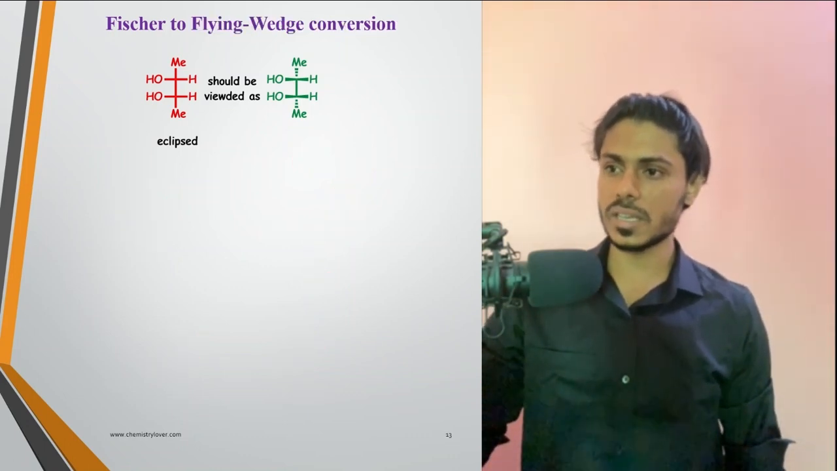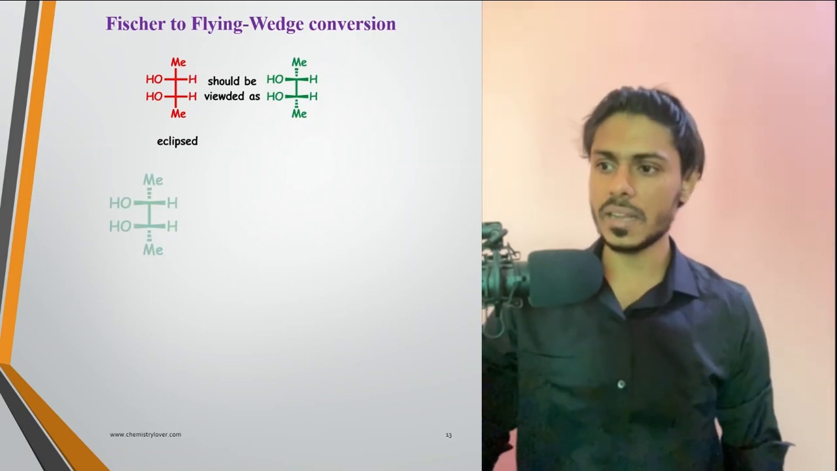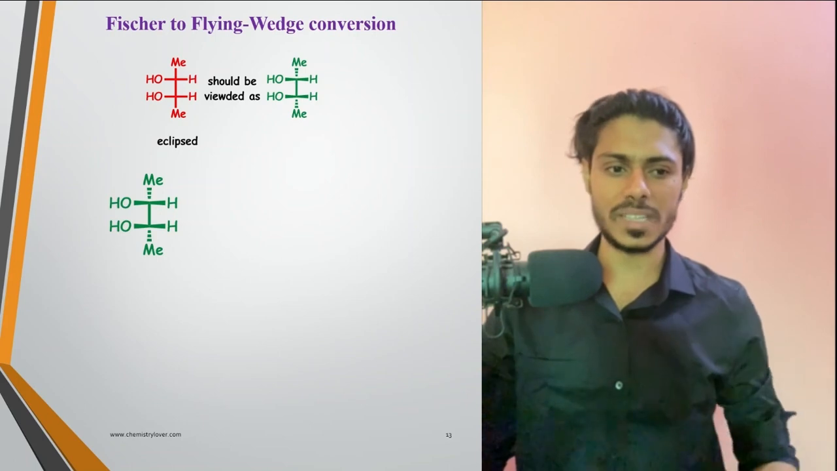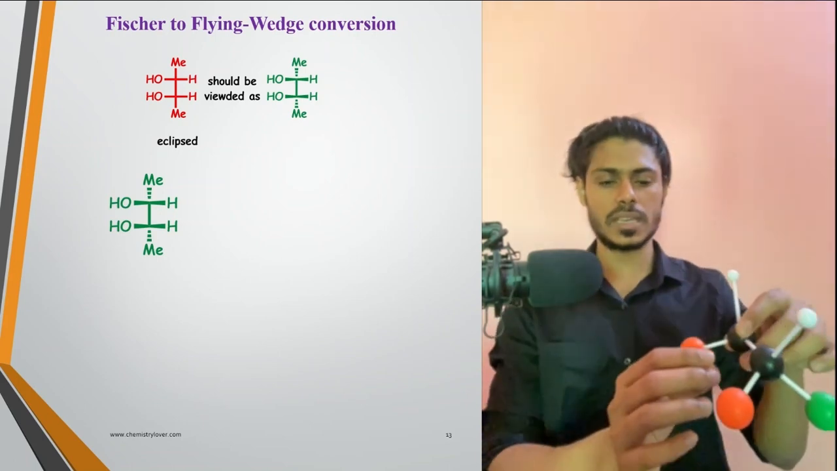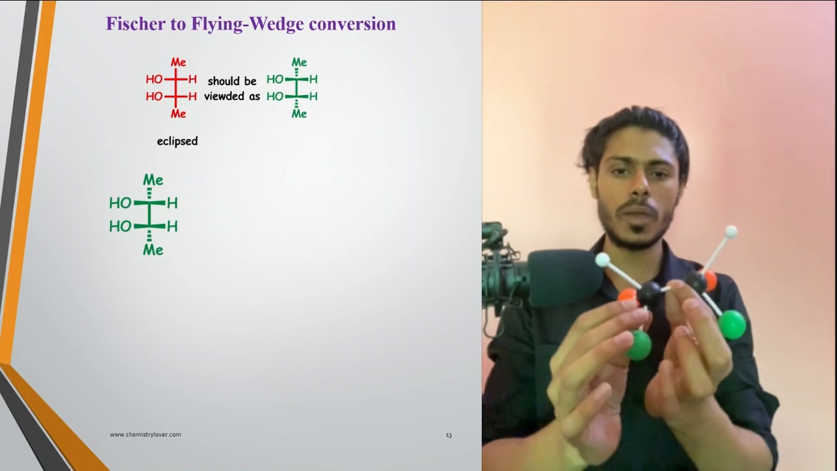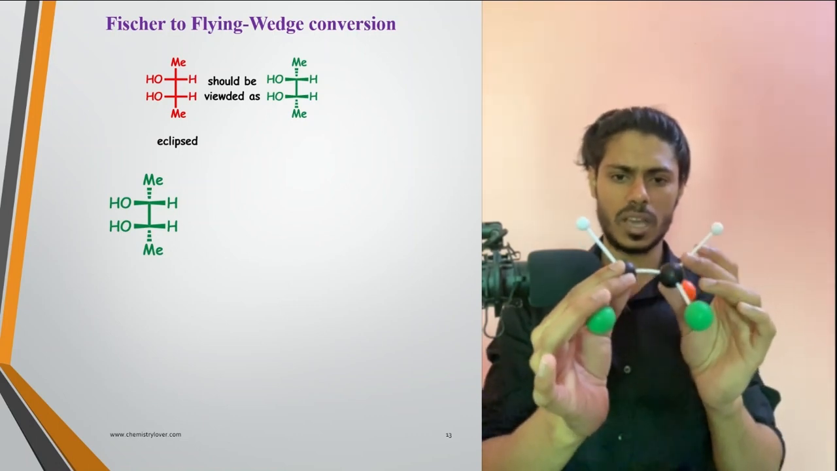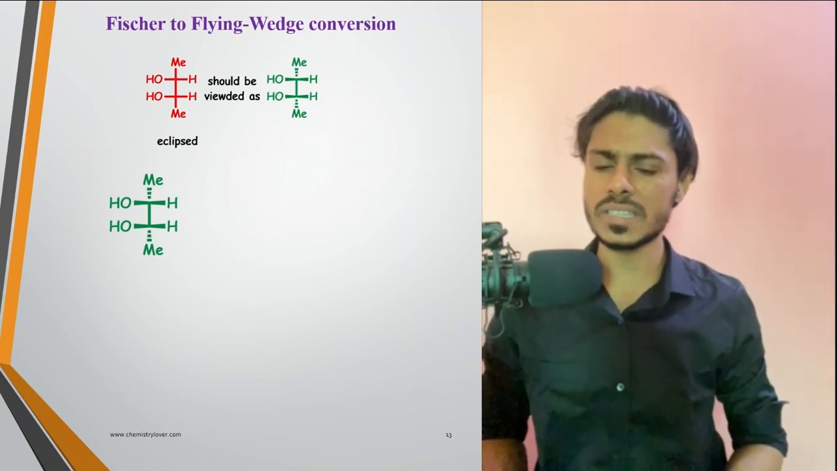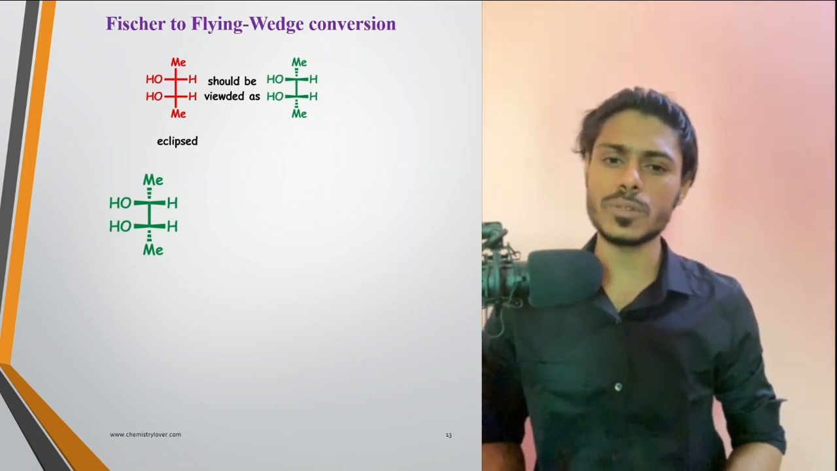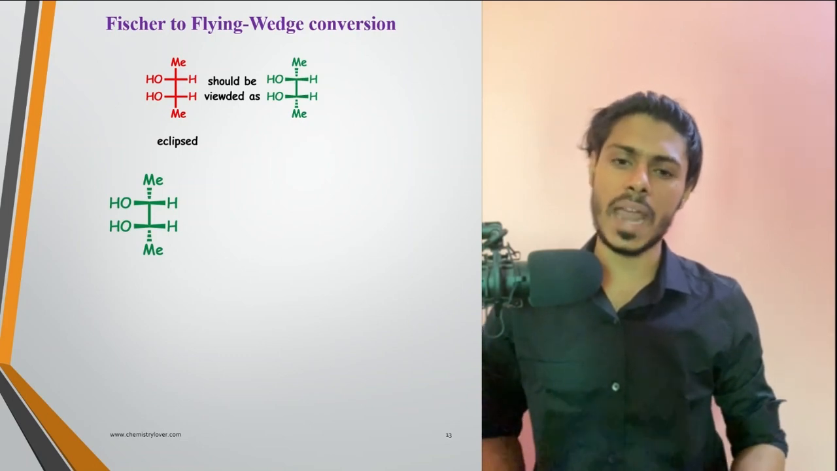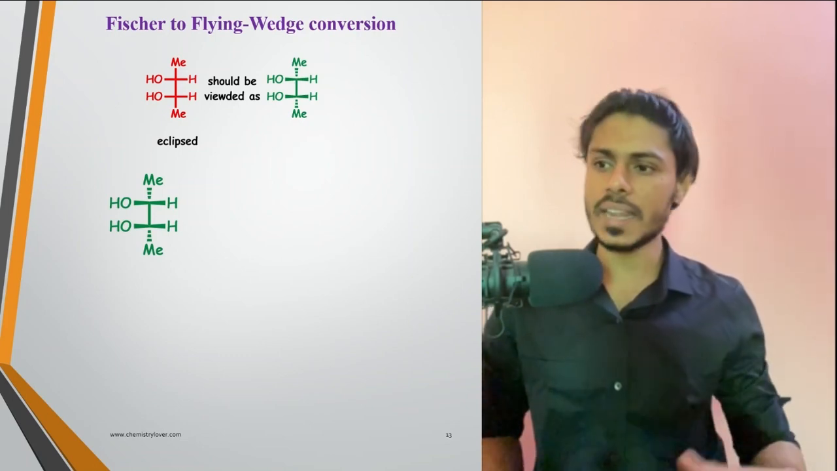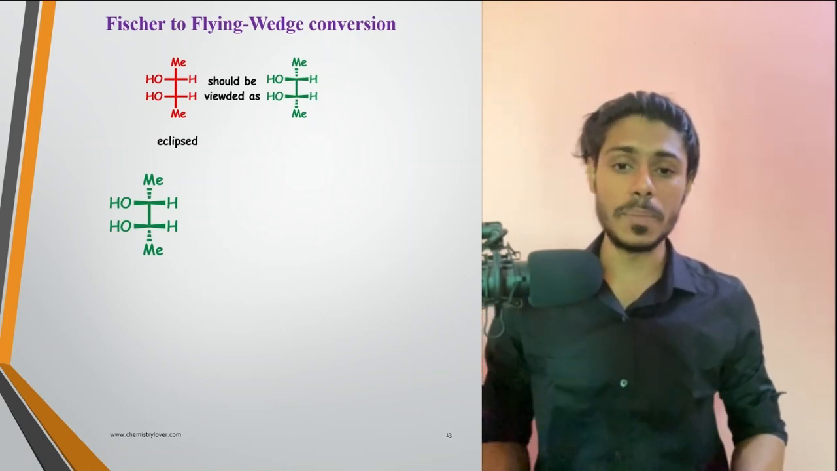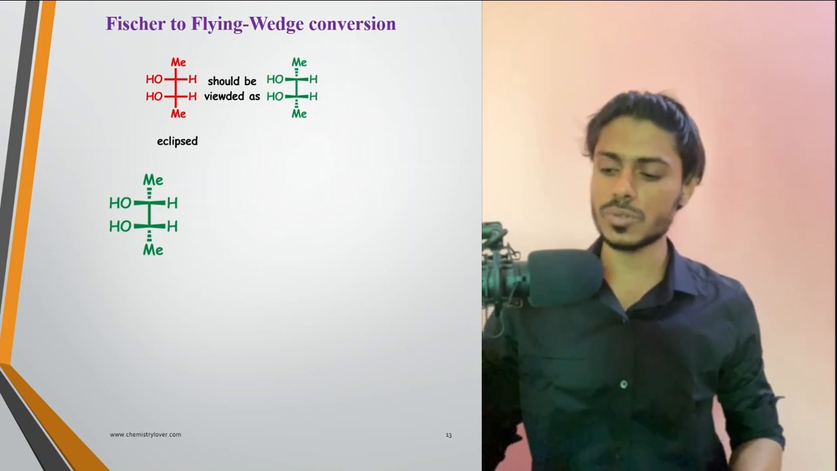Now the next is Fisher to flying wedge. Again you have to identify the skeleton, and now you have to look from the side. So in the previous case, that was a tilted view. Now you have to look from the side. And if you look from the left hand side, how you will see, that the OH groups are at your near side, and the hydrogen atoms are far from you. And the methyl group is below. So first we make the methyl group below.